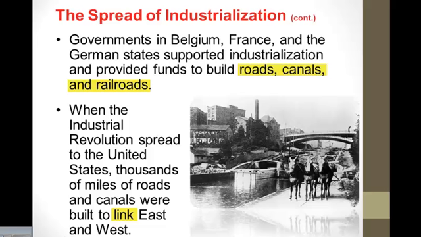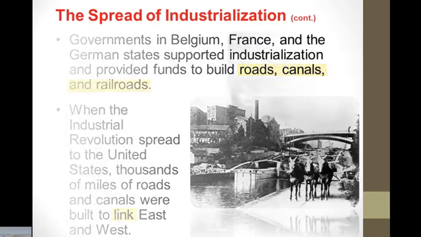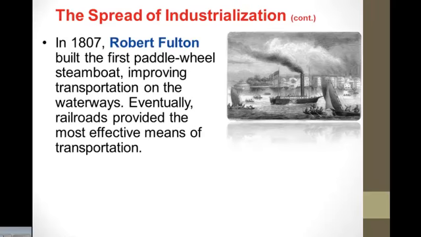When the Industrial Revolution spread to the United States, thousands of miles of roads and canals were also built to help link the East Coast and the West. In 1807, Robert Fulton built the first paddle-wheel steamboat, improving transportation on the waterways. However, railroads ended up becoming much more effective in transporting goods from one place to another.